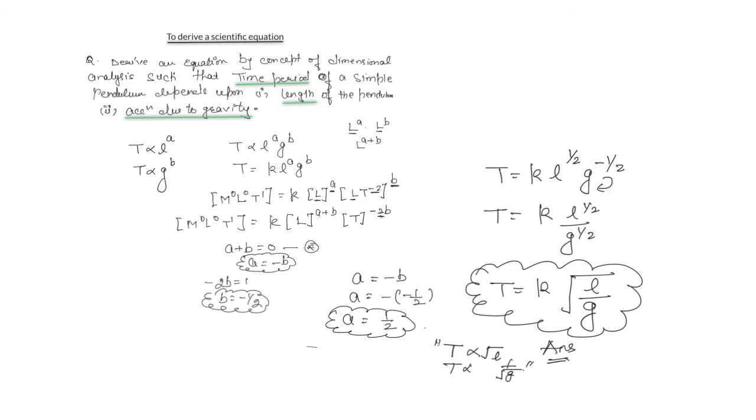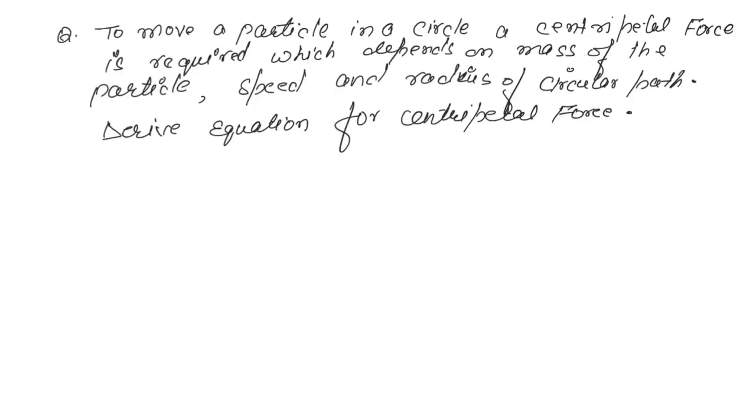Okay, very good. So I think we can solve one more numerical. In this numerical, what is given? To keep a particle in a circle, we require a certain force. That force is what we call centripetal force. And that centripetal force depends on mass of the object and radius of the circular path and speed of the object. Okay. So they are asking, derive an equation for centripetal force in terms of mass, speed, and radius. Class, can you solve this?